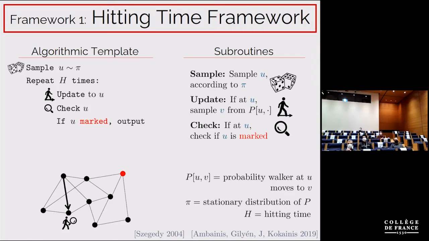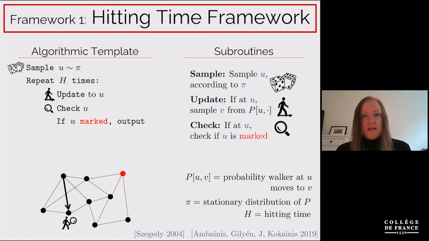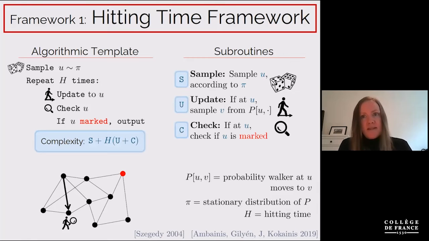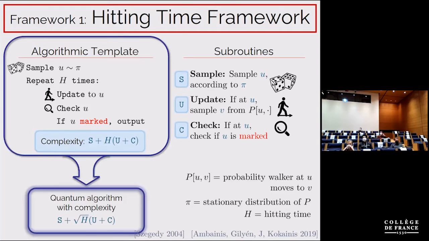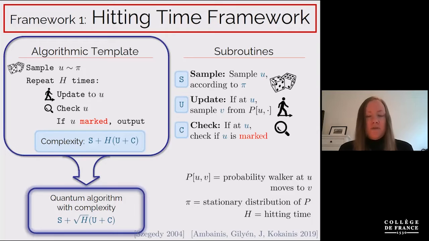So this is again some kind of meta algorithm, and to actually implement it to solve a specific problem, we would need to be able to implement these three subroutines that I've listed here. So we need to be able to sample, take a step of the walk, and check if a vertex is marked. But then if we have such subroutines and we analyze their complexities as S, U, and C, then the complexity of this classical algorithm is given by this expression here. And well, the hitting time framework tells us that given such a classical random walk algorithm, we can recompile it into a quantum algorithm with this better complexity, where now we have a square root over h.